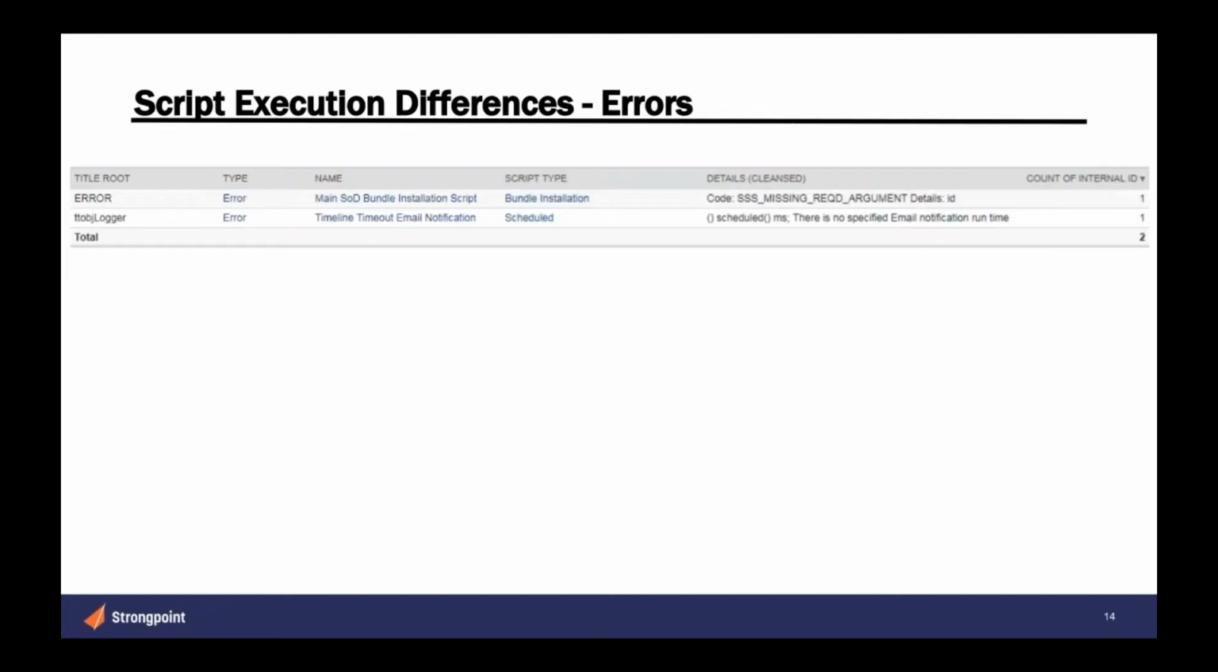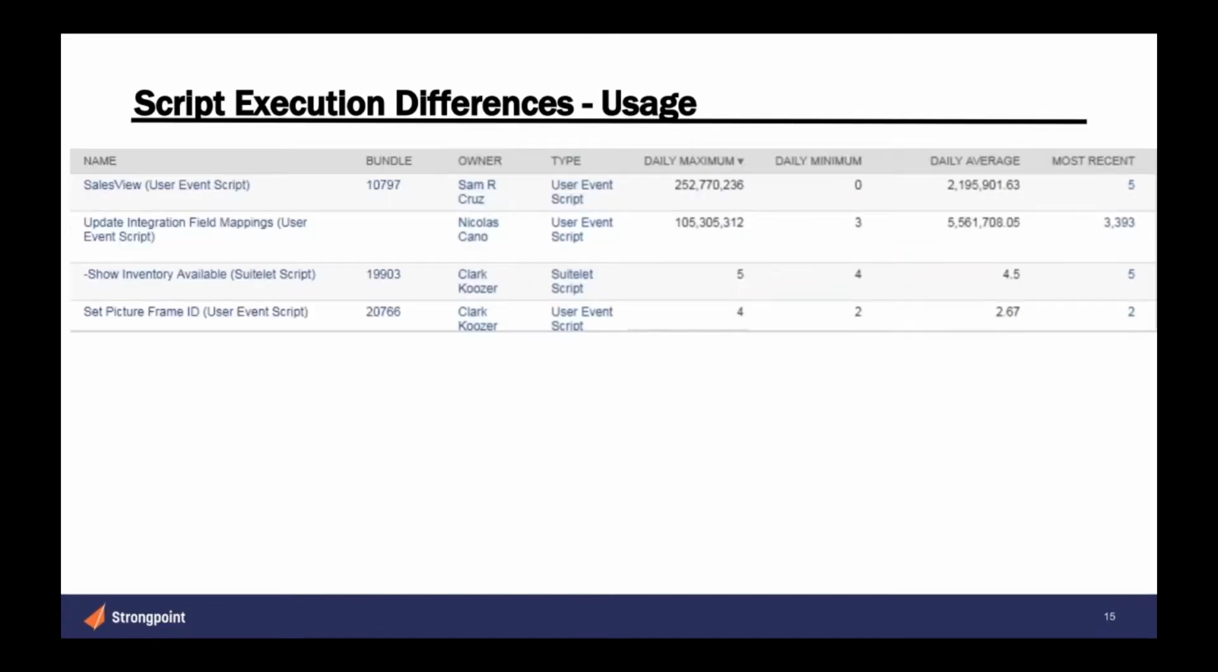This is the errors. It will show you errors on the scripts. So you already know, up to this point with less than an hour of work, which scripts that run in your account in the backend are going to start erroring out. So you can tackle that. And for the script execution difference, it will show you that for some reason the sales view gets a daily average of 2 million and plus. And the update integration field mapping also gets some crazy numbers. Meaning that part of the new release broke the control logic on those scripts.